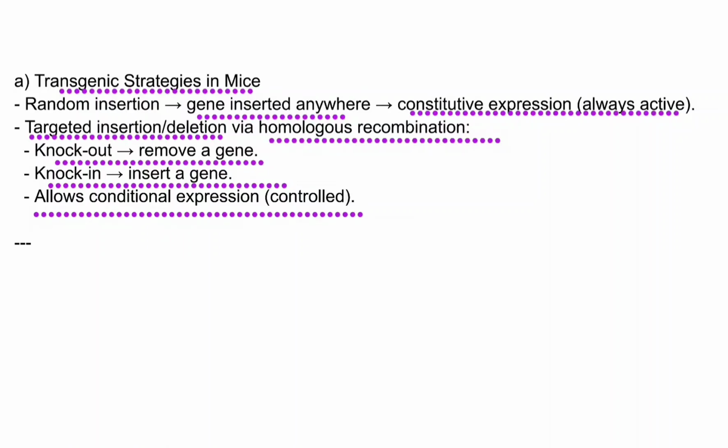So we have discussed transgenic strategies that are used in mice. There are two processes: random insertion of a gene, and targeted insertion or deletion via homologous recombination. This process is used to knock out or remove a gene, or to knock in or insert genes. So these are the basic principles.